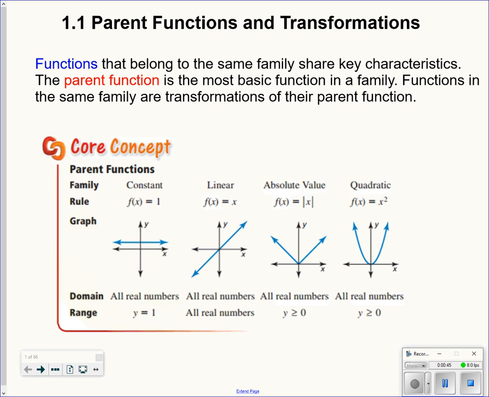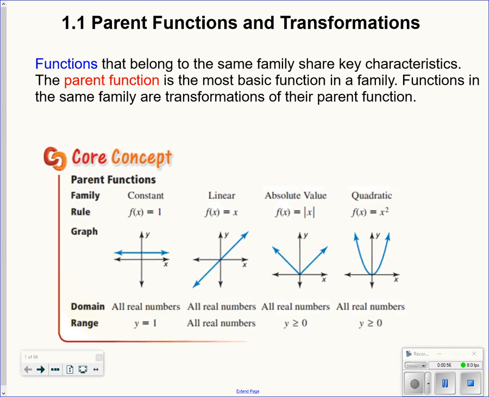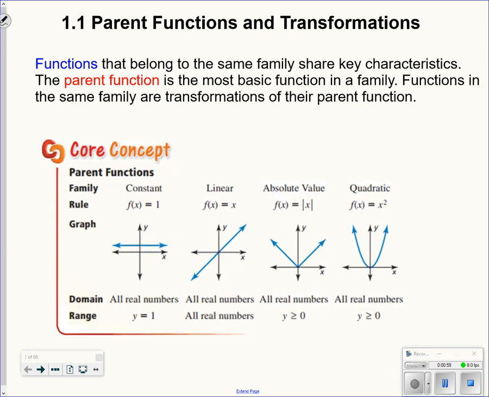So if you had like y equals 1 or y equals a number, that is a constant. It's a line that goes straight across. There is no variable other than the y. So y equals a number would be a constant function.